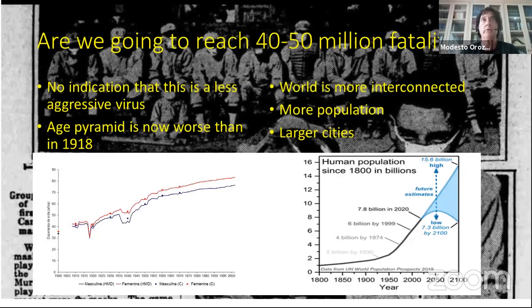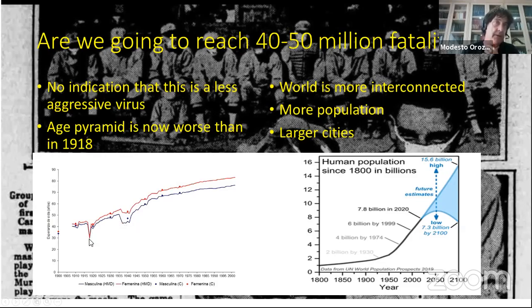So are we going to have 40 to 50 million fatalities? Honestly, we don't have many indications that this is a less aggressive virus. If you look at the age pyramid, this is Spain, this is our life expectancy. Our age pyramid now is worse than it was in the past. This is the Spanish flu, and this is the decay in life expectancy because of the Spanish flu, just as an average. This is the Spanish Civil War.